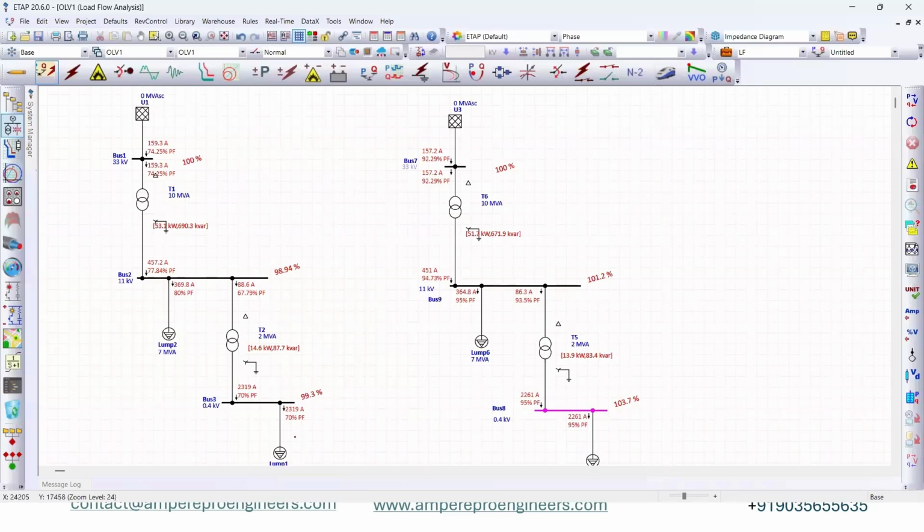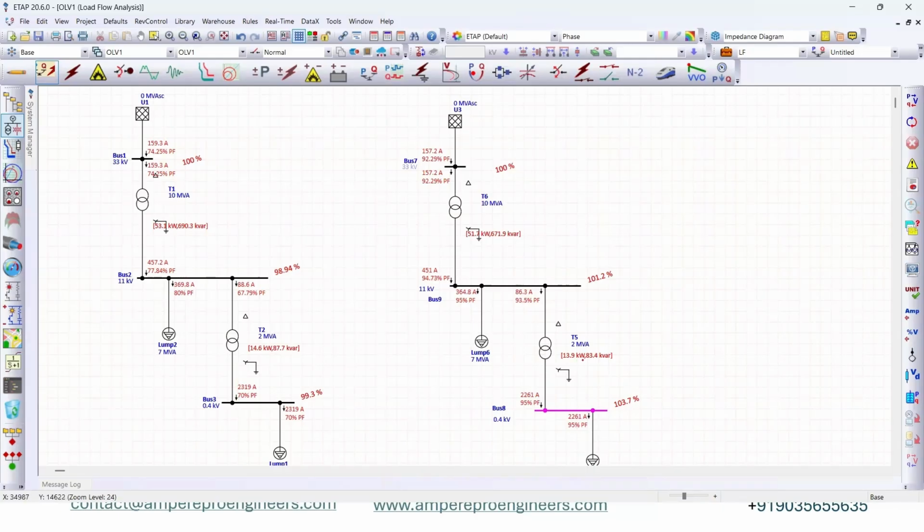See, this is a low power factor. This is the higher power factor. Because of this higher power factor, the current requirement here is 2319 amps. But here there is a huge reduction of current. Here what we need is 2261 amps only. Then the same thing will reflect in all other networks.